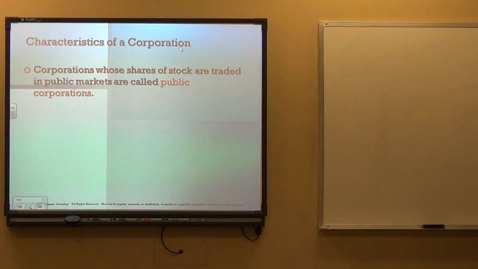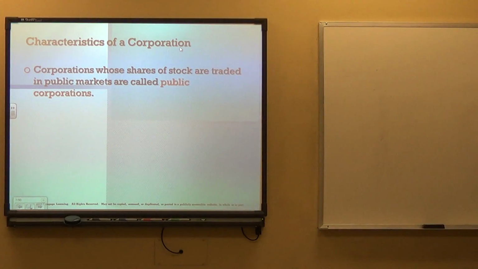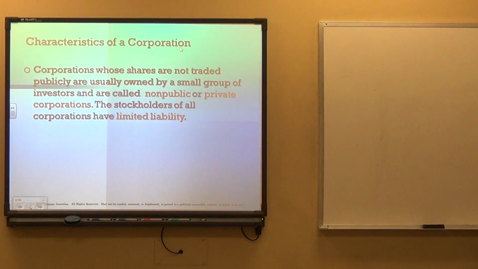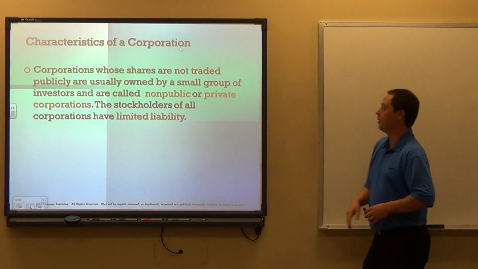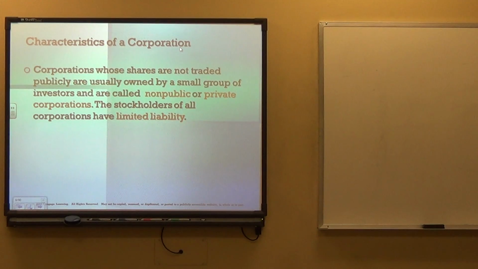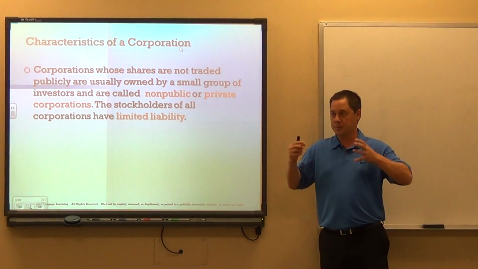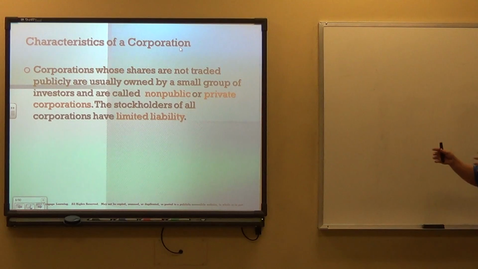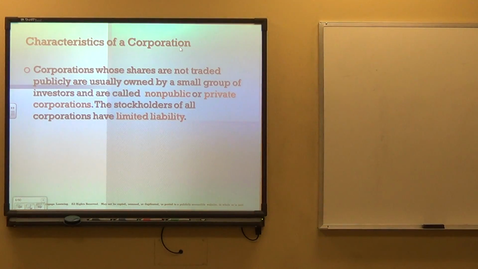All right, so corporations whose shares of stock are traded in public markets are called public corporations. That's important because we're going to talk about regulations, like Sarbanes-Oxley and what all that means. Now, there are also corporations that are not traded publicly, and they may be owned by a small group, and they also have limited liability. The non-public or private ones are usually smaller companies, or they're just owned by a small group of individuals. I worked for a company that was an S-Corp, a small company, but we still had about 10 million in sales. And I've also worked for a huge Fortune 500 company, so there's a little difference in some of those things. One of the big differences is Sarbanes-Oxley and the controls that are placed on a publicly traded company.